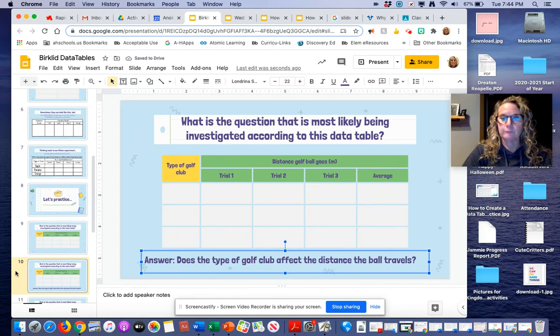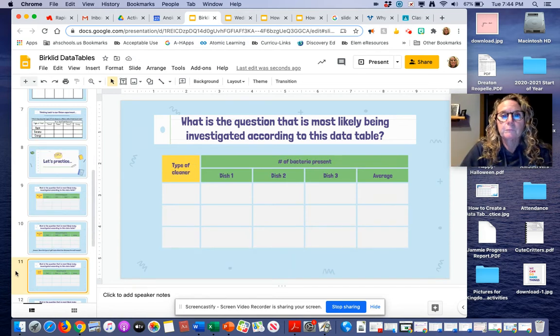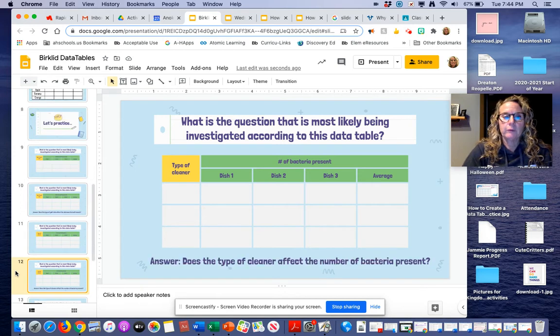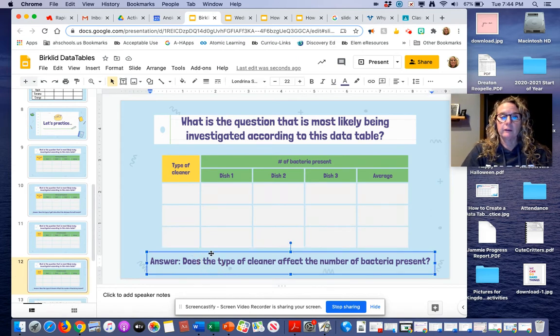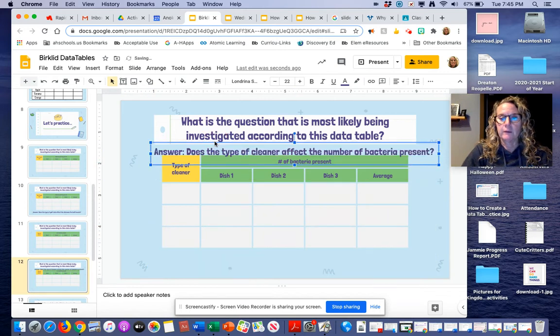So let's try another one. Now that you understand what we're doing, what might be the investigation that we're looking at here? I'll wait a minute for you to think. On this one, the question would be, does the type of cleaner affect the number of bacteria present? So again, this could just become my title. So I could take this, move it right up here, make that my title. So that is 2 examples.